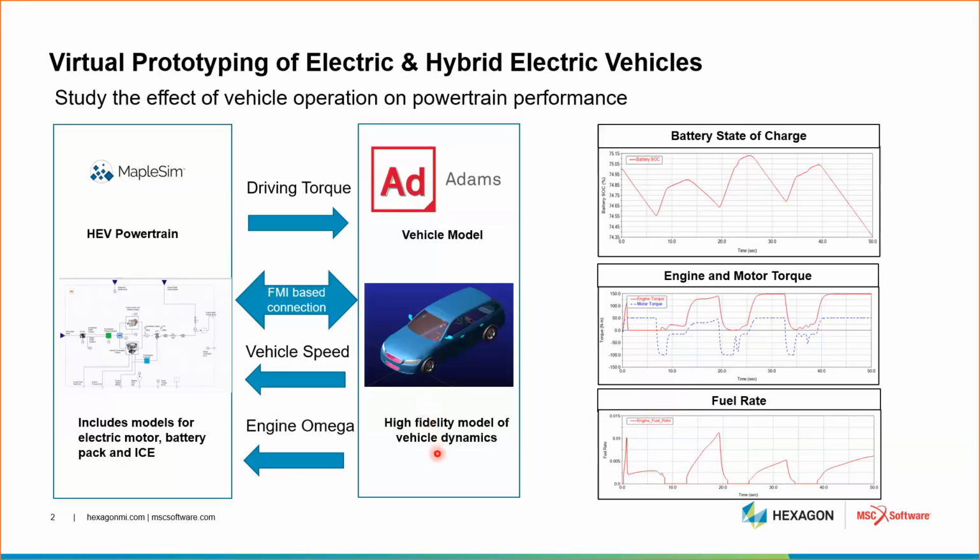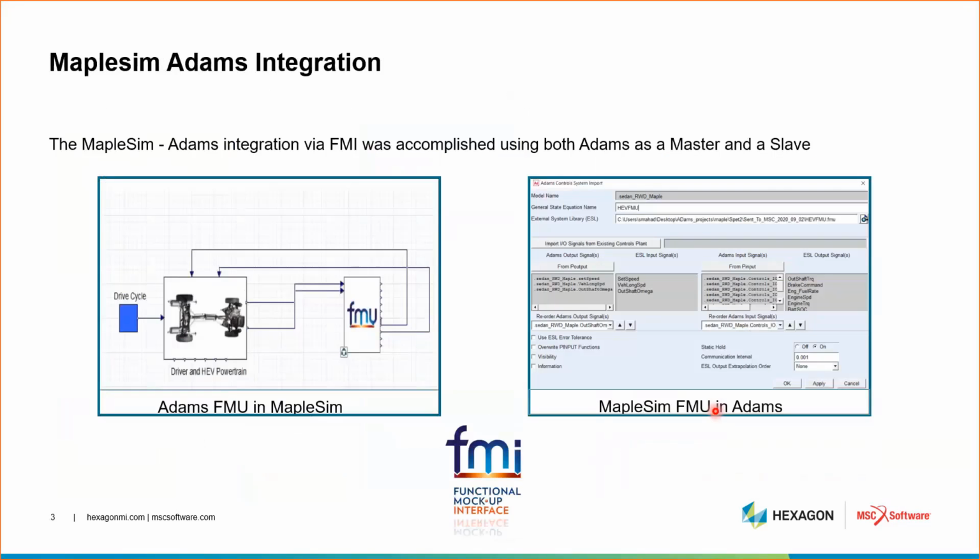So this is how we develop a co-simulation FMU between Maplesim and Adams, and either it can be run at the Adams environment or inside the Maplesim environment. And you can see different components of the simulation, such as battery state of charge, engine and motor torque, fuel rate, which are outputs of the Maplesim FMU inside Adams. So we'll look a bit more on how this workflow actually happens.